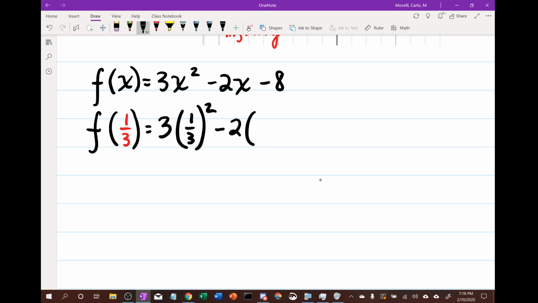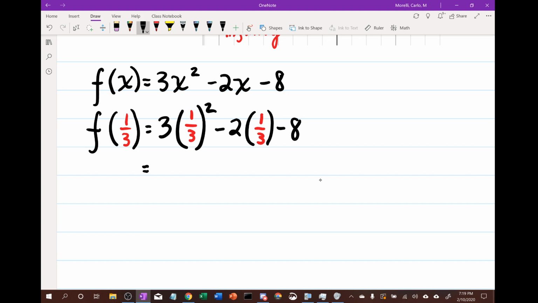-2, open parentheses. And then what goes inside the parentheses? Oh, right. Good job. Okay, so here we go. Now the math really gets fun.